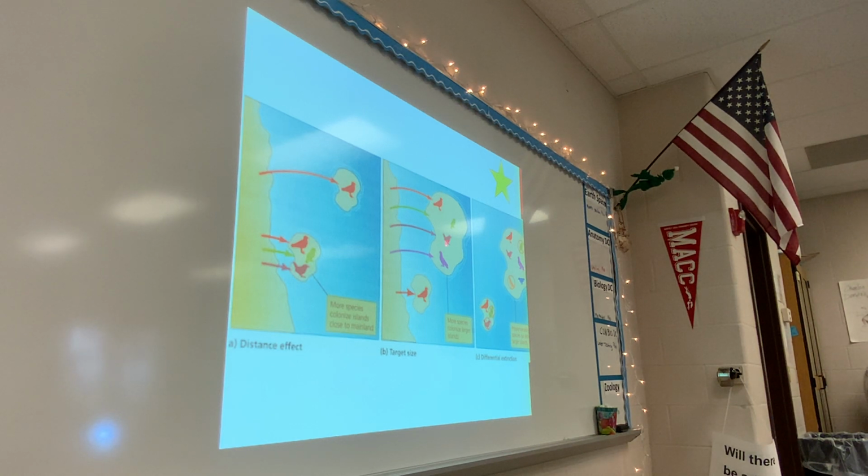If the land itself is bigger, there's more likely to be a wider variety of species, partly because there's just more room for species to survive there. The carrying capacity is higher. A smaller island won't have nearly as much there, just because the carrying capacity is lower.